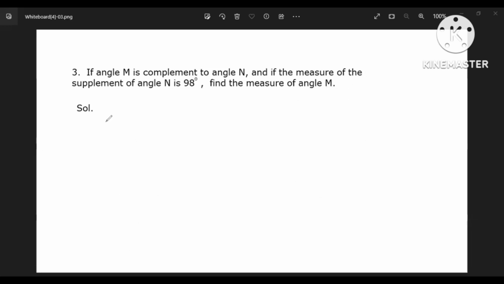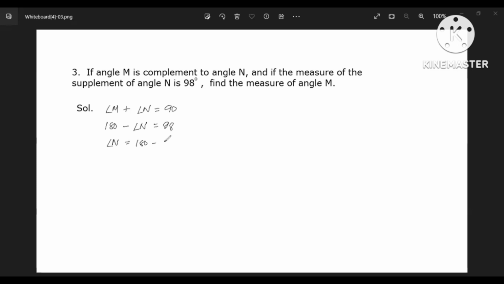Let us now proceed to number 3. If angle M is complement to angle N, and if the measure of the supplement of angle N is 98, find the measure of angle M. Okay, so since angle M is complement to angle N, then angle M plus angle N must be equal to 90. Now, since the measure of the supplement of angle N is 98, we write 180 minus angle N is equal to 98.